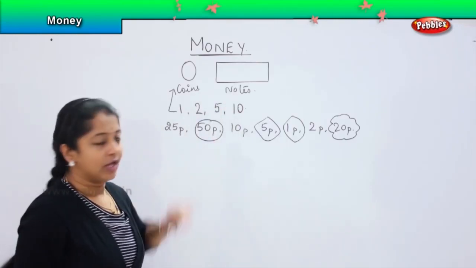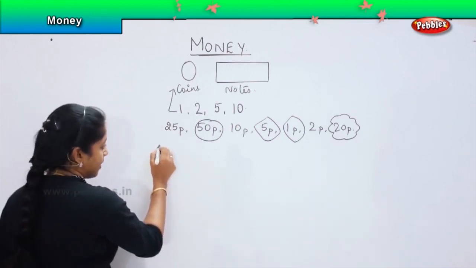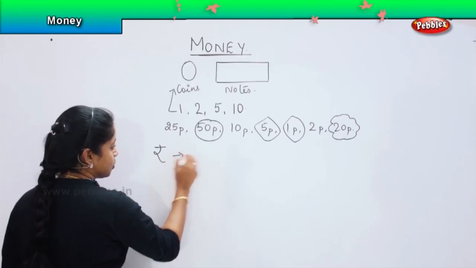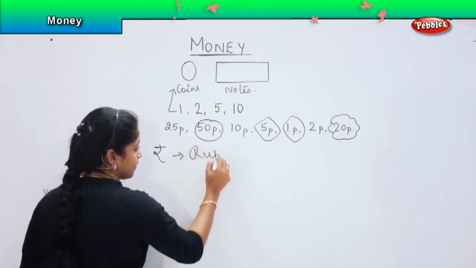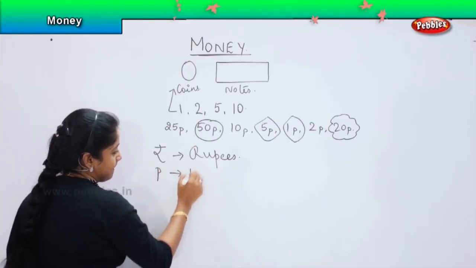Yes. So, coming to today's world, we have the denominations of 1 rupee, 2 rupee, 5 rupee and 10 rupee along with 50 paise. So, what is the symbol which we write for the value of an amount? This denotes rupees. Yes, and P denotes paise.